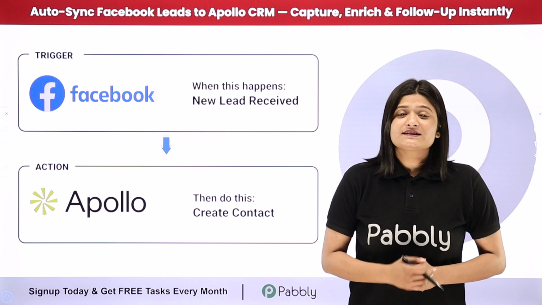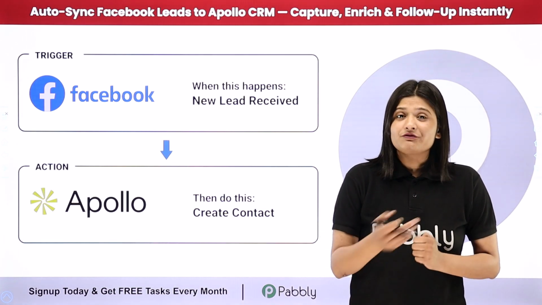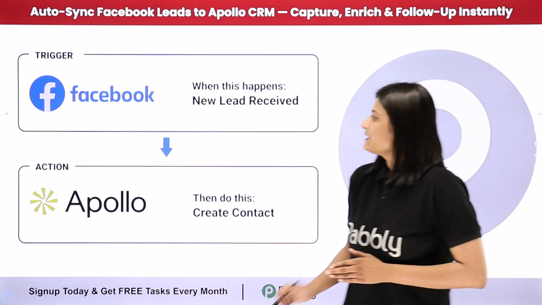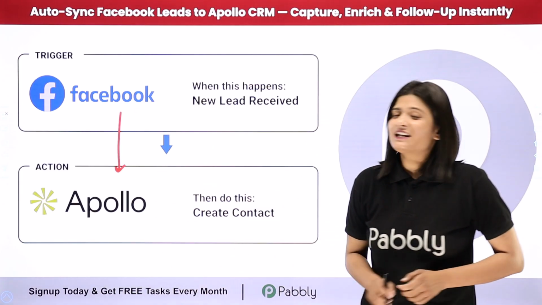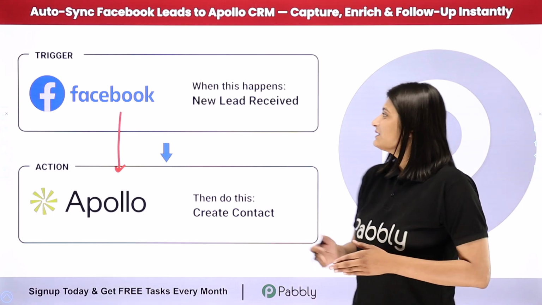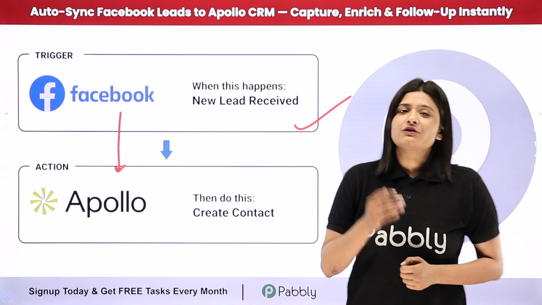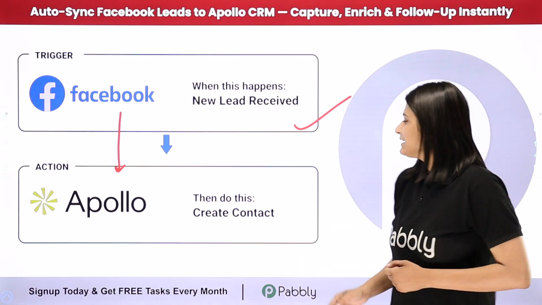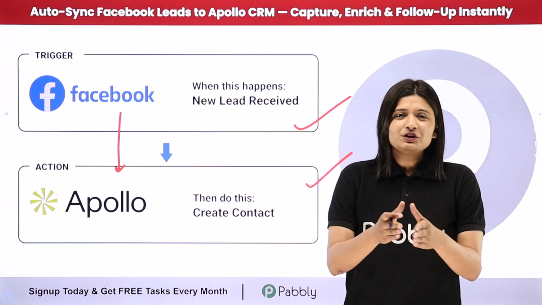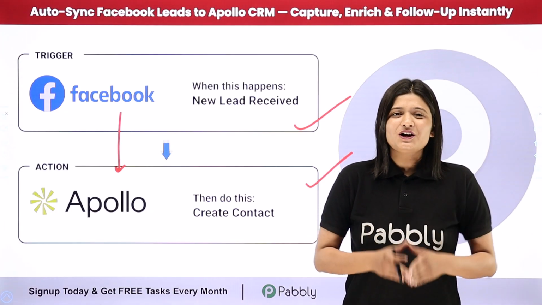Pabbly Connect is an amazing automation and integration software which requires no coding or programming skills. Here I just need to build a connection between Facebook lead ads and Apollo. With the help of Pabbly Connect, I'm going to build this connection in such a manner that whenever I receive a new lead from Facebook lead ads, I'm automatically going to create this as a contact in my Apollo.io CRM. Now, if you want to learn the step-by-step process, then let me take you all to my screen.